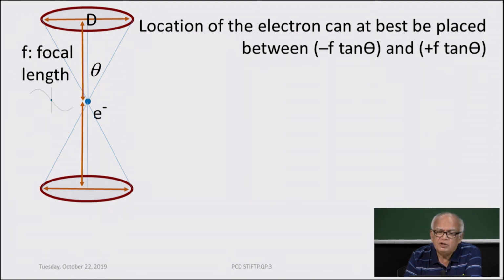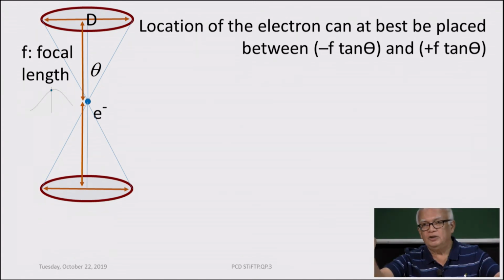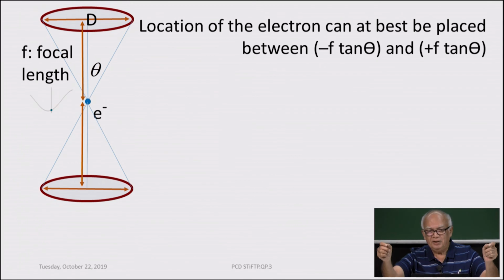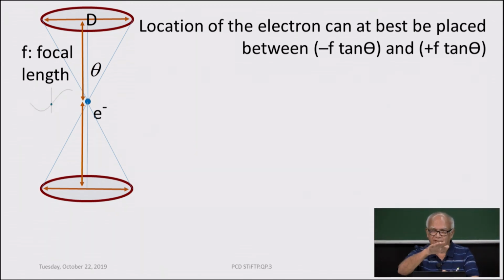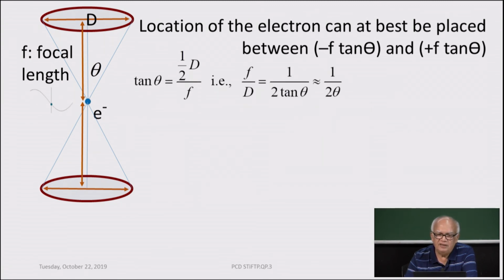So, the location of the electron can at best be placed between minus f tan theta and plus f tan theta, which are the two extreme points of the lens, because the electron is at the focal length of the lens. So, half the diameter on each side. You can see only either from half the diameter on each side, one side or the other. So, the location of the electron can at best be placed between minus f tan theta and plus f tan theta.